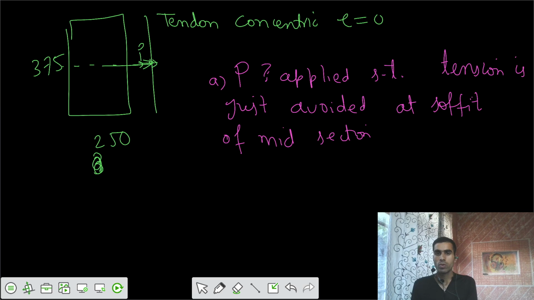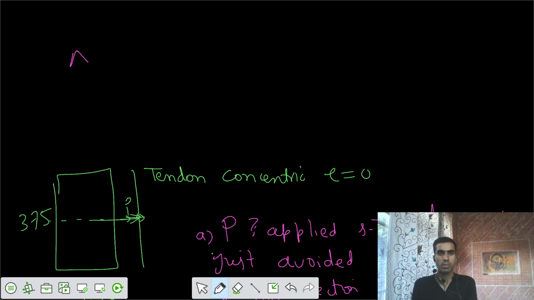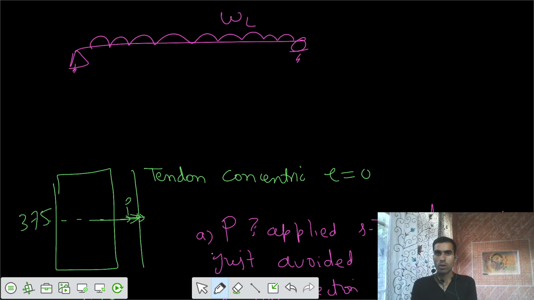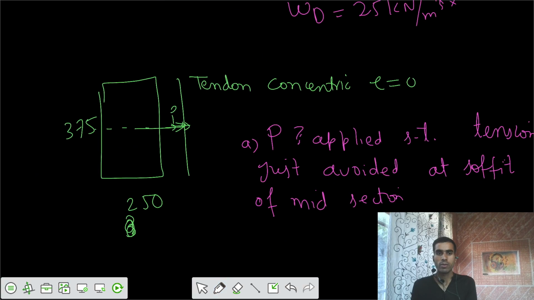But we should know where the midsection is. Let's take the beam. I would say there is some beam. I'm applying an imposed live load of 4.25 kilonewton per meter, and the length of the beam is 8 meters. And there would be some dead load also, that is 25 kilonewton per meter cube into the area of the cross section of the concrete, that is 375 into 250.